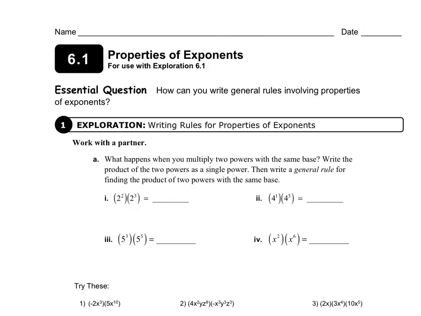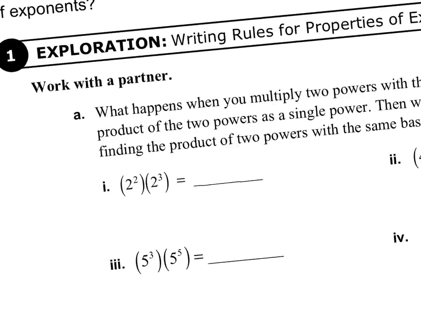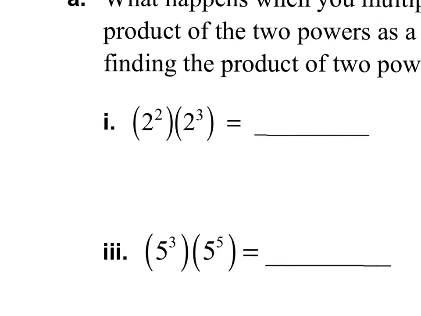Alright, so this is the first video. We're going to look at how to multiply when we have exponents. So first we need to explore what an exponent really means. If we focus in on this first problem here, we have 2 squared times 2 to the third.